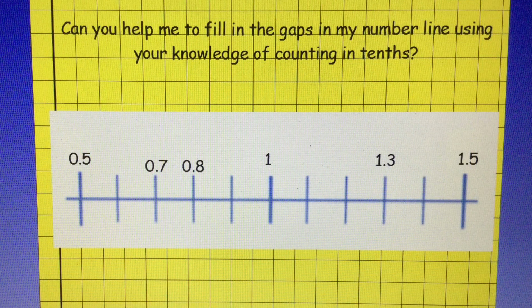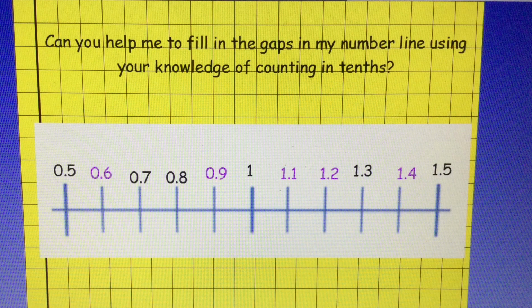Now, can you help me to fill in the gaps in this number line using your knowledge of counting in tenths? So what we've literally just talked about on our last slide in our video. Have a think, pause the video. What numbers would go in these gaps if we're still counting in tenths? And this is what our number line should look like if we filled in all our gaps correctly. So we can count in tenths from 0.5 to 1.5. 0.5, 0.6, 0.7, 0.8, 0.9, 1, 1.1, 1.2, 1.3, 1.4, 1.5.